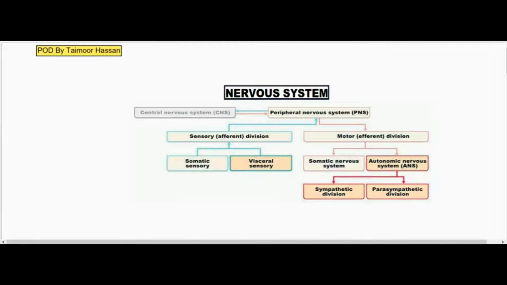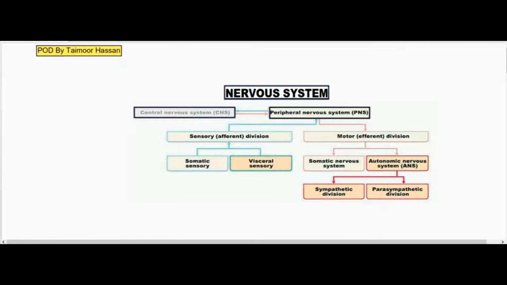It is divided into the central nervous system and the peripheral nervous system, CNS and PNS. CNS consists of the brain and the spinal cord, and the peripheral nervous system consists of the nerves which transmit messages from the brain to the rest of the body. It connects the CNS to the sensory organs.